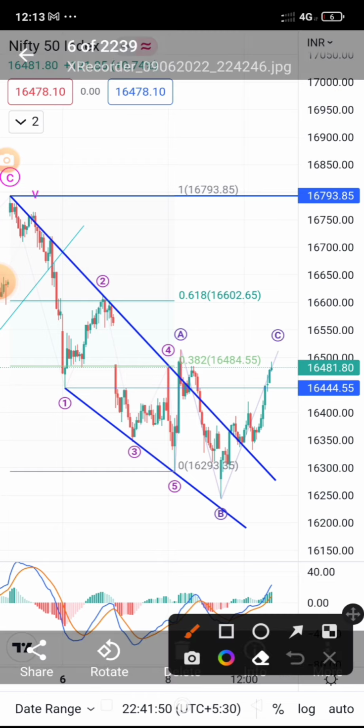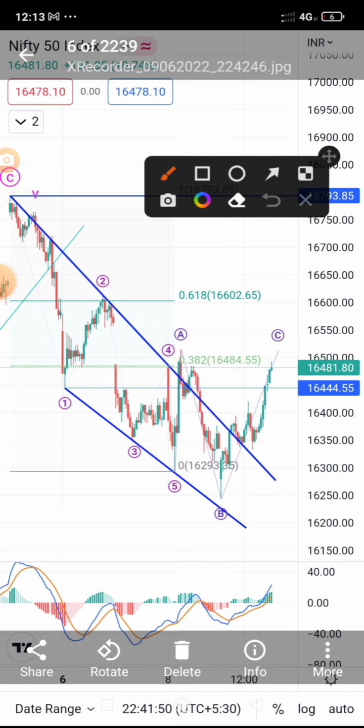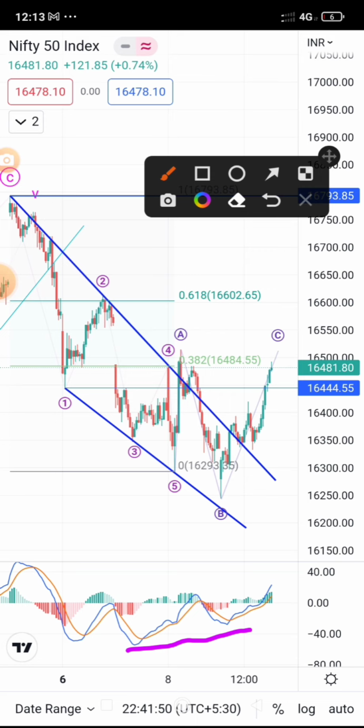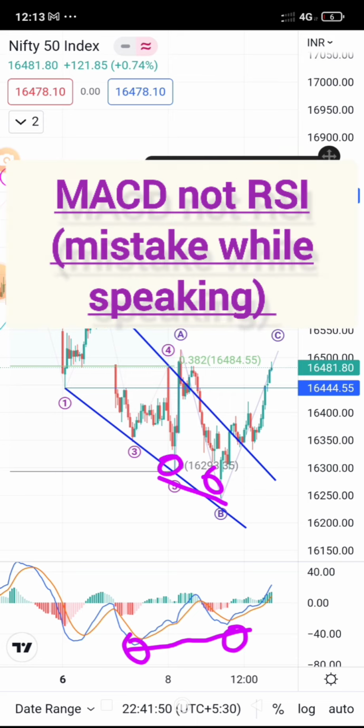One thing to notice here is that this is the 15-minute chart, by the way. Here you see a positive divergence. Price is making a lower low, but RSI is making a higher high. So in this case there is a problem, and that's why we have the second case.